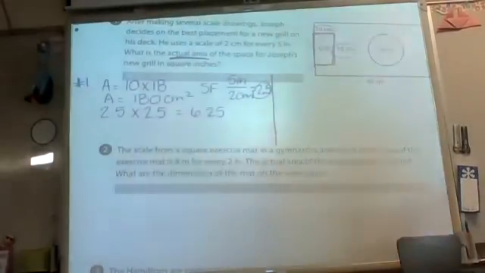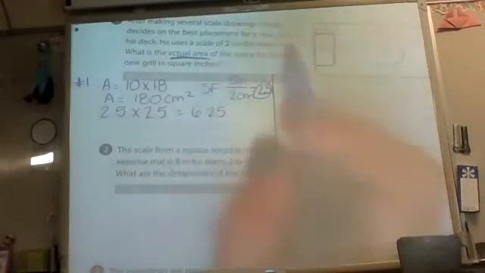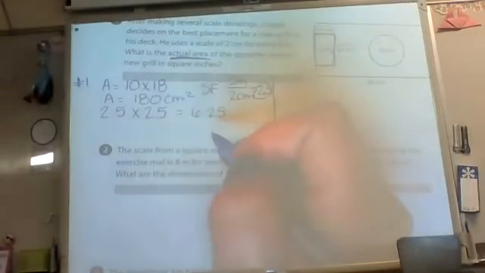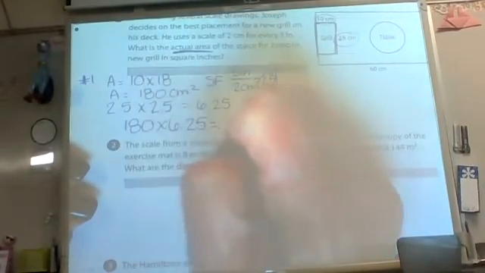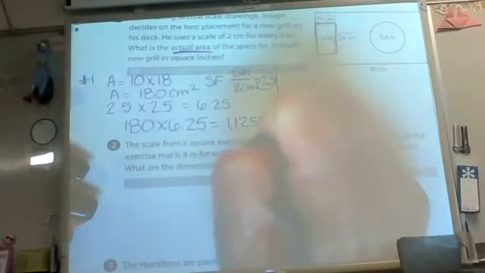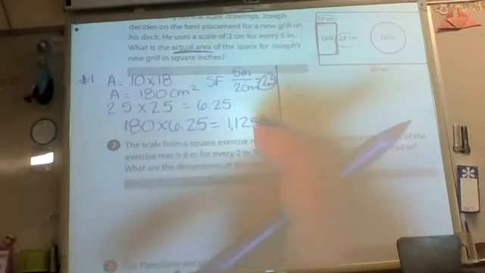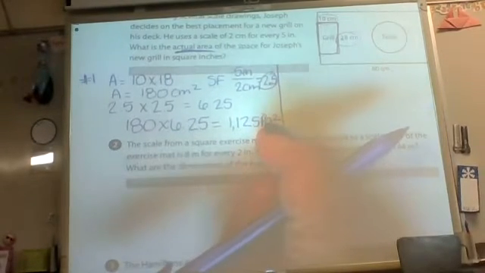So the area from this drawing, pay attention, to the real drawing is 6.25 times larger. So we would just take the area of the drawing and times it by 6.25, and we get 1,125 inches squared. Okay, again, like I said, I don't like that method, but if you understand that method, then you need to use it.